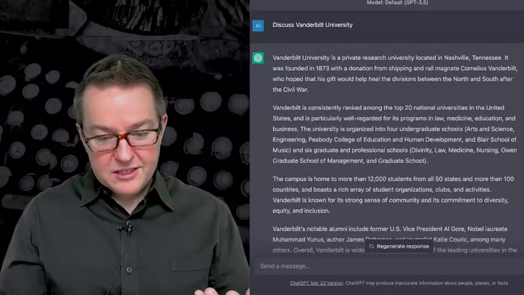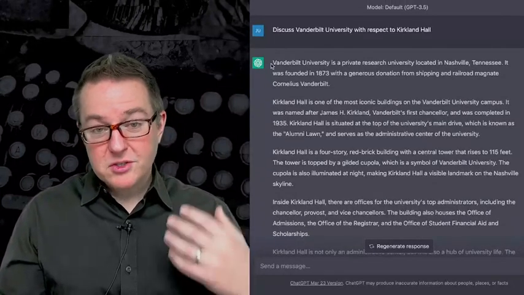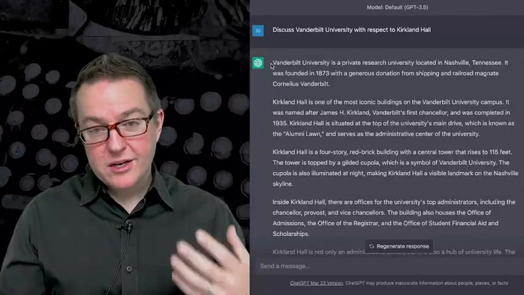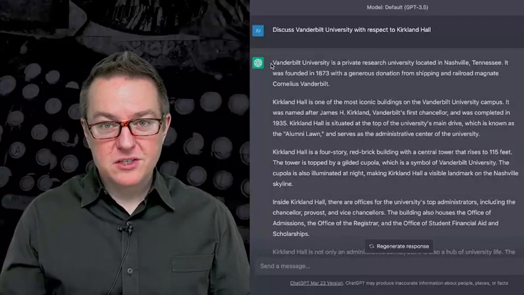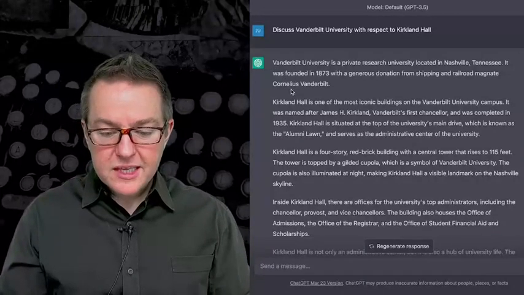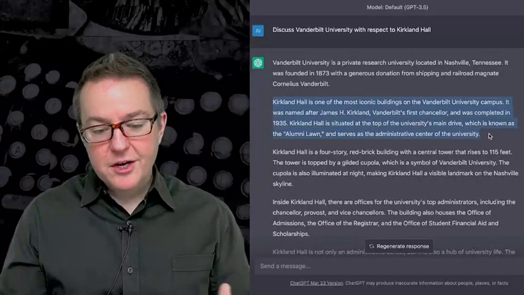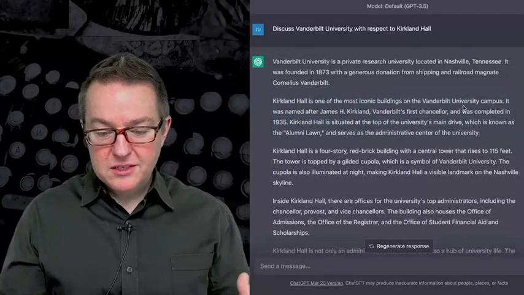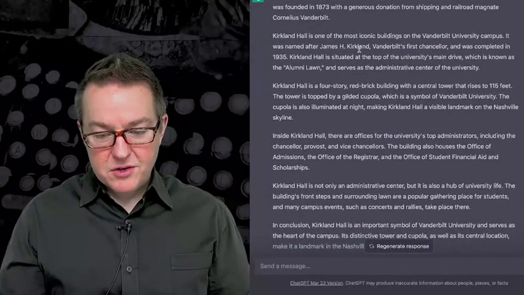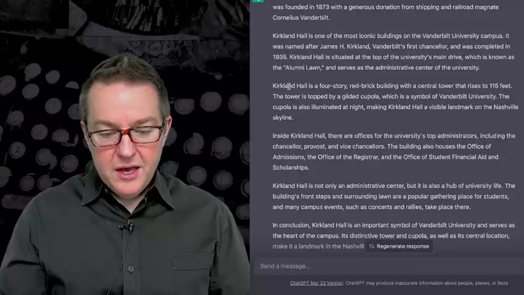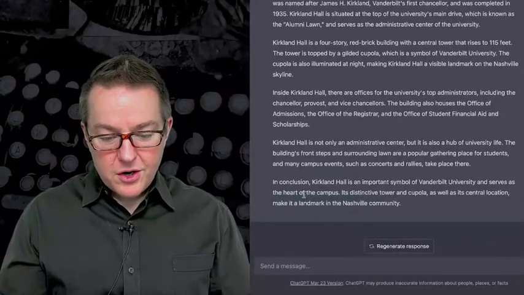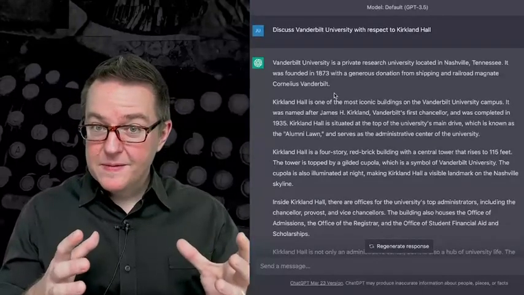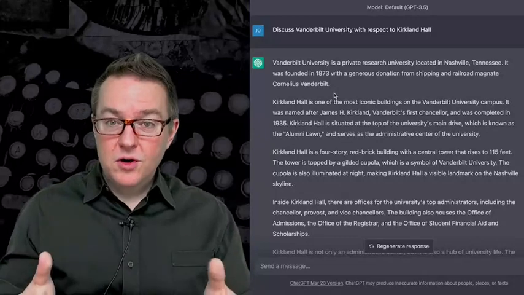I get Vanderbilt University, private research university located in Nashville, Tennessee. Now we notice we're getting this fairly consistently in both of them. So that's probably a pattern or information that the model was trained on and saw over and over again on different web pages for Vanderbilt and different documents. And then it cues in on Kirkland Hall, and it starts discussing Kirkland Hall. It's one of the most iconic buildings on Vanderbilt University campus, named after James H. Kirkland. It then talks about Kirkland Hall, Kirkland Hall, Kirkland Hall. And so we've now completely changed the output. Even though we had shared a common beginning, we got a much more targeted output.